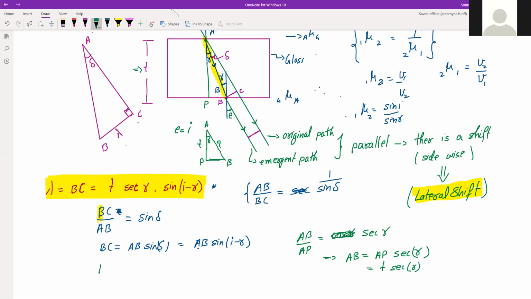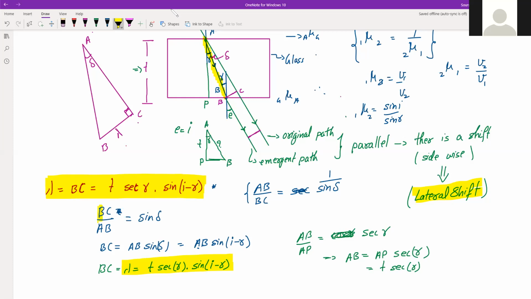So finally we get what? BC, that is actually lambda, that is equal to AB. And AB is actually T secant R, into sine I minus R. So that's how you can find the lateral shift by applying this formula which we have derived now. So what is lateral shift? Lateral shift is actually the distance between the original path and the emergent path of the light ray traveling through a parallel glass slab.